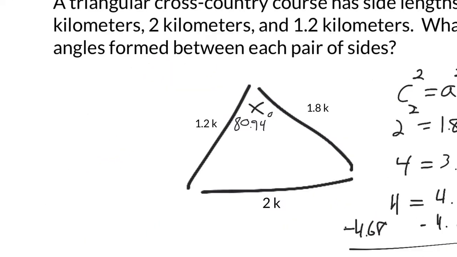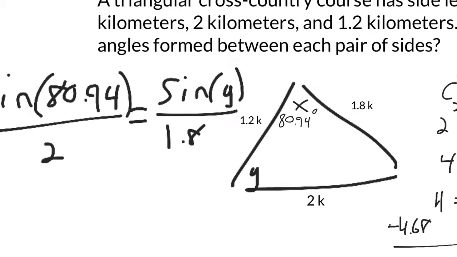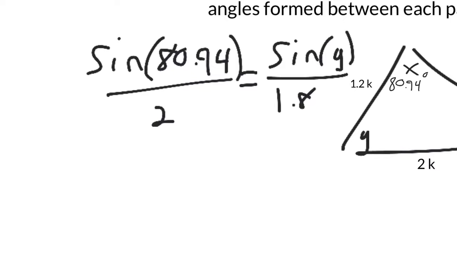And so now that you have a complete pair, you can use the easier to use law of sines. So this is what it looks like when it's set up, because you say sine of an angle divided by its corresponding side equals sine of a different angle divided by its corresponding side. And then you've got a nice ratio to solve. So you can start off by typing sine 80.94 in a calculator.